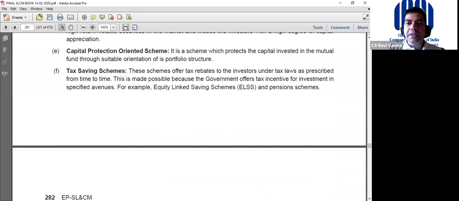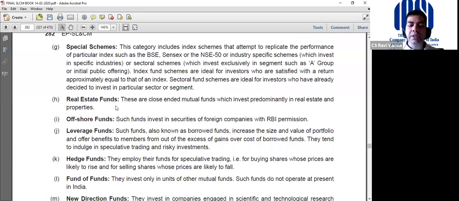Then there are tax saving schemes, which we all know. Sometimes a tax saving bond also comes from banks; IDBI came out one time with tax saving bonds. These are called tax saving bonds. Then there are funds that invest particularly in one kind of company, for example investing only in real estate. This kind of fund will be called a real estate fund.